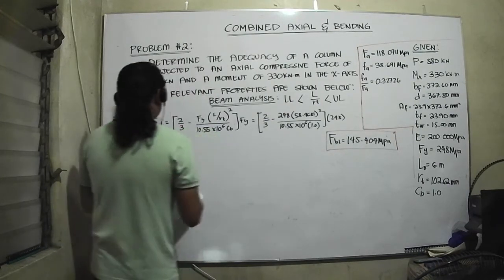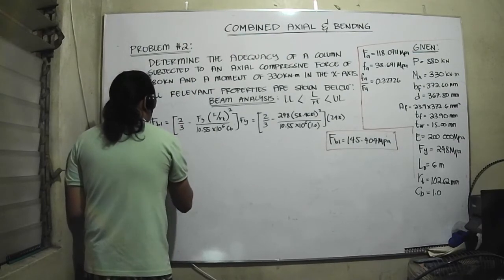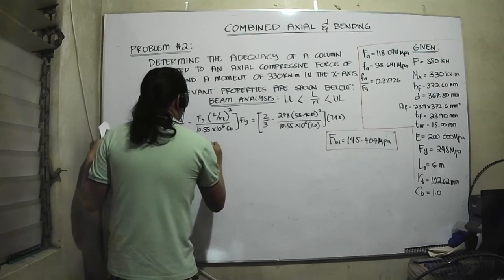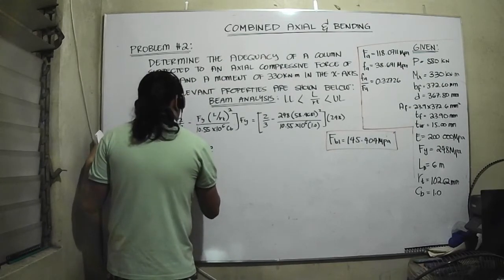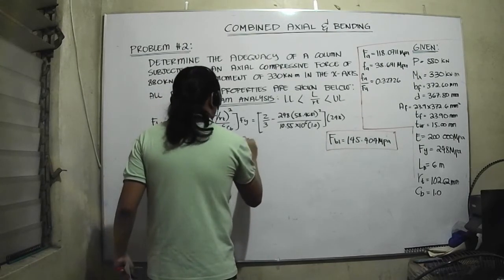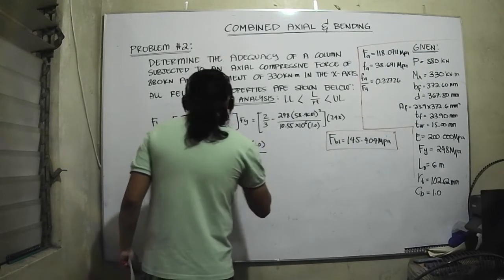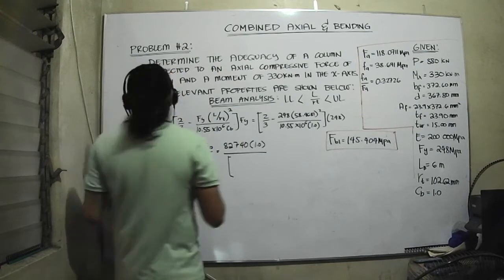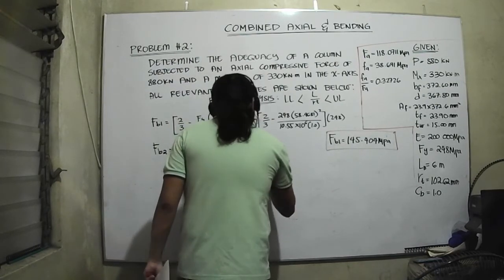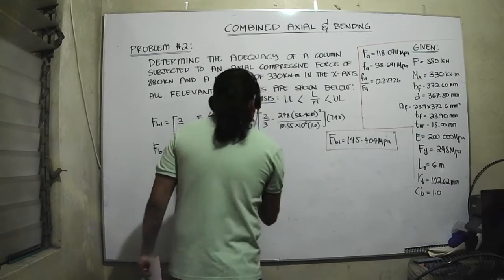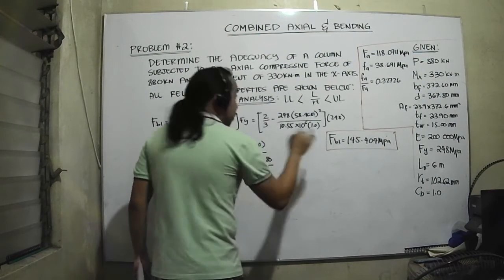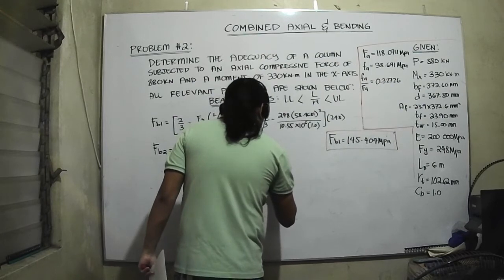Now, the second one is FB2. This is 827.40 times Cb divided by Ld over Af. That is 827.40. Cb is equal to 1.0. L is equal to 6,000 multiplied by d, which is equal to 367.80, divided by Af. Af is equal to 23.9 times 372.6.